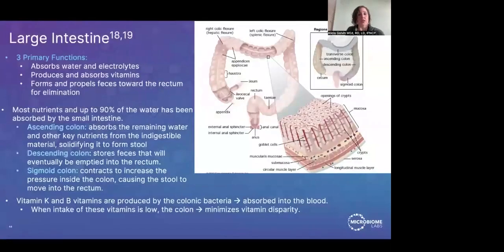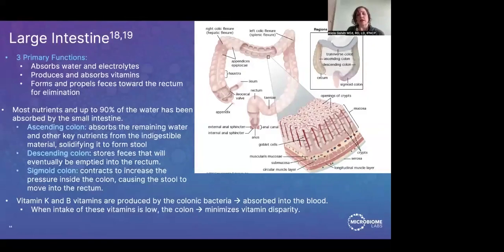Now, in our large intestine, again, we've kind of talked about this. It's mostly there to help with absorbing water and electrolytes. Our microbiome actually makes some of the vitamins that we then absorb. We absorb about 20 to 50% of the vitamins that our bacteria make into our bodies.